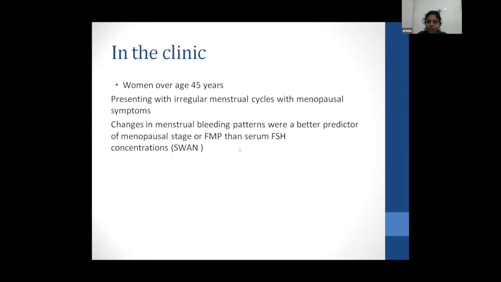When a patient presents with an irregular menstrual cycle or oligomenorrhea and asks us regarding her onset of menopause, what do we have to say? If the woman is over the age of 45 years, the change in menstrual bleeding pattern is a better predictor than going ahead and doing a serum FSH. So you can always say it's okay, you can wait for the menopause.